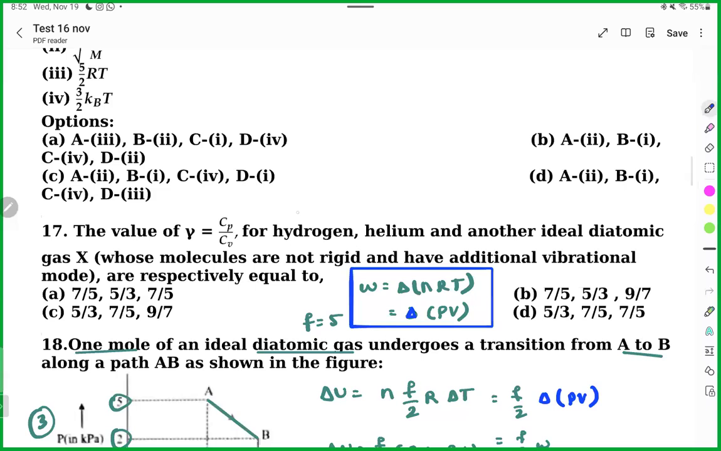This is a direct question. Hydrogen is a diatomic gas, helium is a monoatomic gas, and another diatomic gas is not rigid and has an additional vibrational mode. So rotational and vibrational modes are present. For monoatomic gas, the value is 5 by 3. Diatomic gas, 7 by 5. For the extra vibrational mode, 2 will be added in diatomic due to vibration. Correct? So 9 by 7. Done.